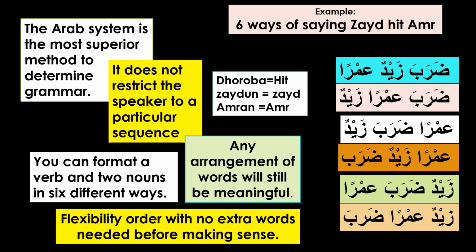Doroba means hit. Zaidun, that's Zaid. Amrun, Amri. So, Doroba Zaidun Amrun. Doroba Amrun Zaidun. Amrun Doroba Zaidun. Amrun Zaidun Doroba. Zaidun Doroba Amrun. Zaidun Amrun Doroba.